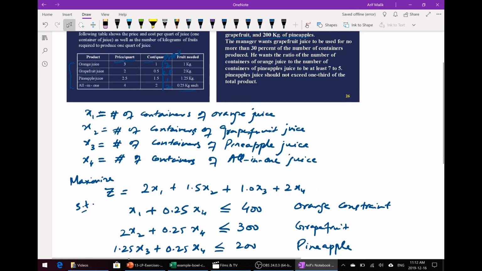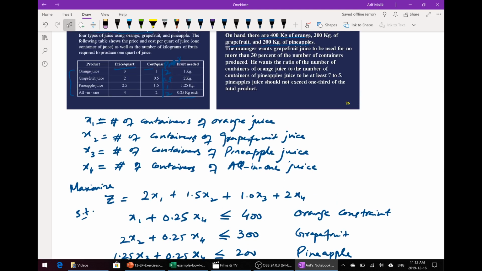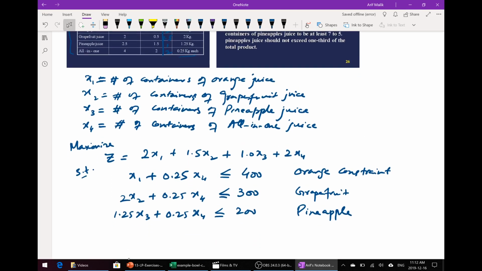Then it says that the manager wants grapefruit juice to be used for no more than 30% of the number of containers produced. So the number of containers of grapefruit is x2. x2 should be less than or equal to 0.3 of the total product. The total containers produced will be x1 plus x2 plus x3 plus x4. So this is the maximum for grapefruit.